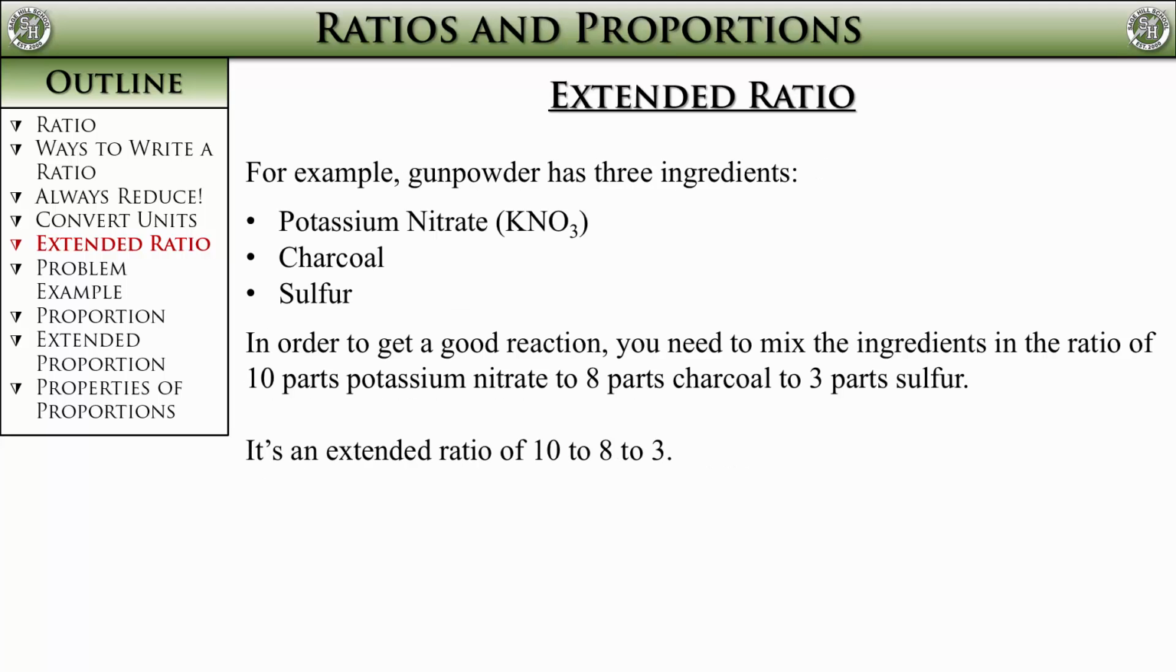For example, gunpowder has 3 ingredients: potassium nitrate, charcoal, and sulfur. In order to get a good reaction, you need to mix the ingredients in the ratio of 10 parts potassium nitrate to 8 parts charcoal to 3 parts sulfur. It's an extended ratio of 10 to 8 to 3.